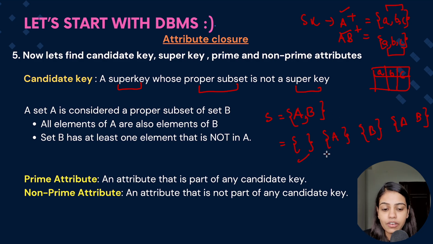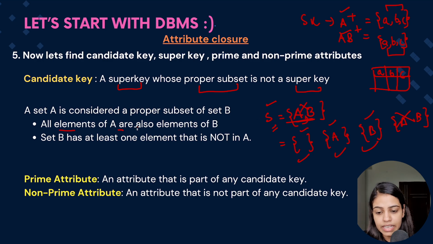It should have phi, or the empty set. It should have A. It should have B. But it shouldn't have S, that is AB. So if we are taking a proper subset of a given set A and B, it should have individual A and B but not AB, because that is the set S itself. So the proper subset of S is all the subsets of S except the set S itself.